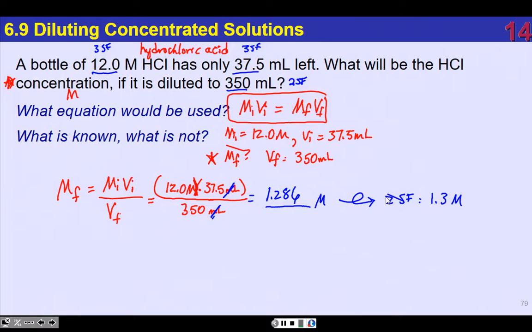All right, there's a couple of simple examples for dilution. The equation always looks kind of the same, so try not to get it mixed up and be careful to write things out. Good luck on your homework.